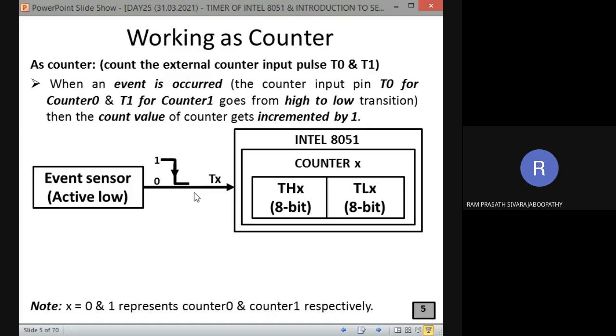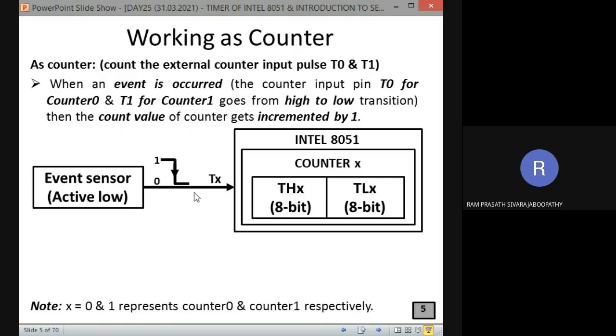That means whenever a person is detected, the signal at the pin Tx. Here Tx stands for what? T0 or T1. That means the externally given signal, which is called the counter input. Fine. Timer அப்படின்னு சொன்னா நமக்கு வெளியில இருந்து ஒரு பல்ஸ் கொடுக்கணும் தேவையில்லை. No need of external pulse. Simply it is going to count the internally generated pulse. In the case of counter, there must be an external input to the counter.